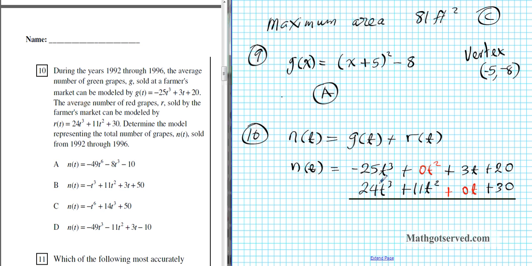Okay, so these are identical. You can combine them into -t to the third. Add this up, it becomes 11t squared. Add this up, this becomes plus 3t. And then when you add that up, you have plus 50. So you can clearly see that our answer for number 10 is option letter B.